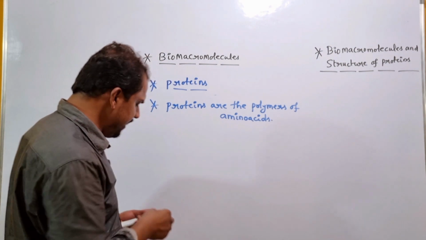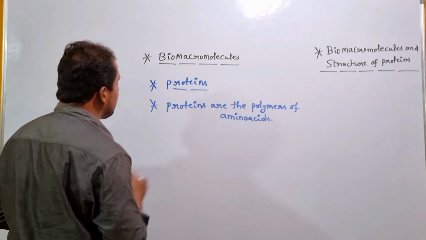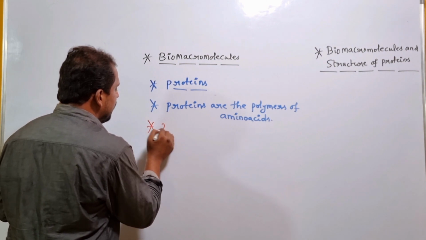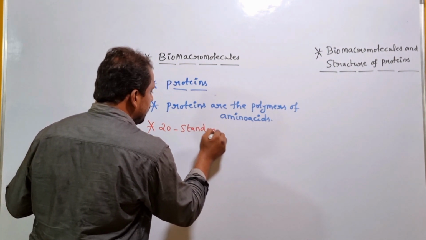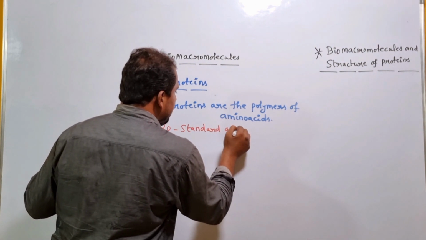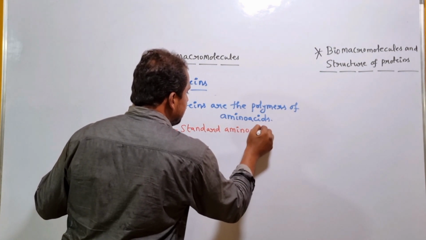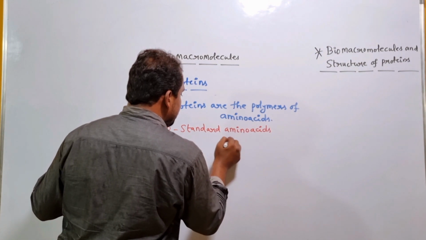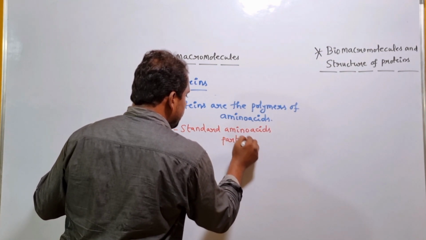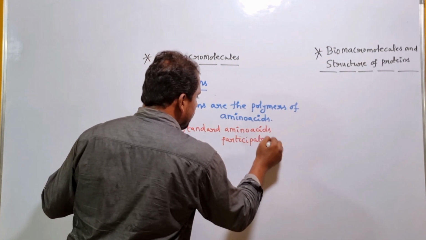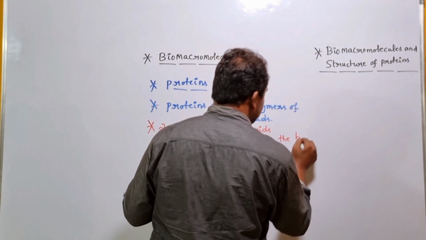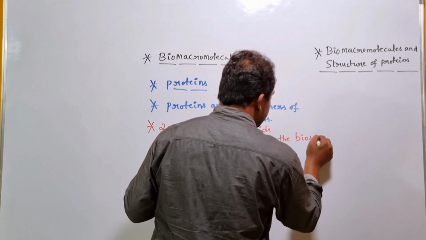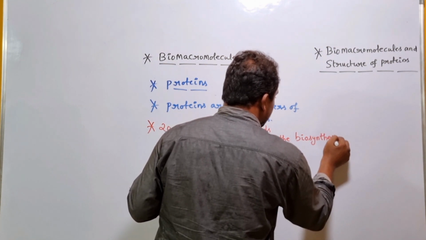Is it clear? So these 20 amino acids are termed as what? Standard amino acids. 20 standard amino acids participate in the biosynthesis of protein.